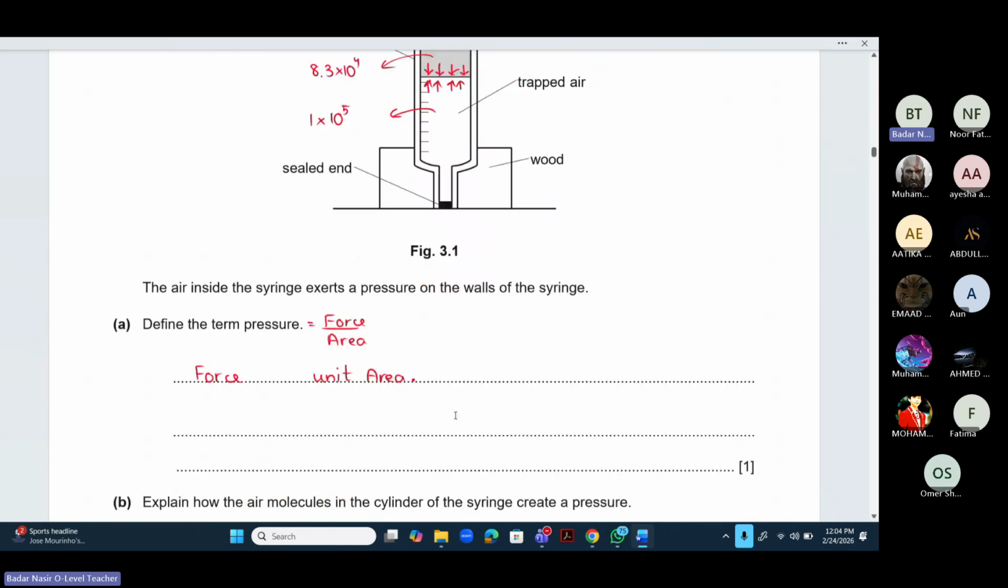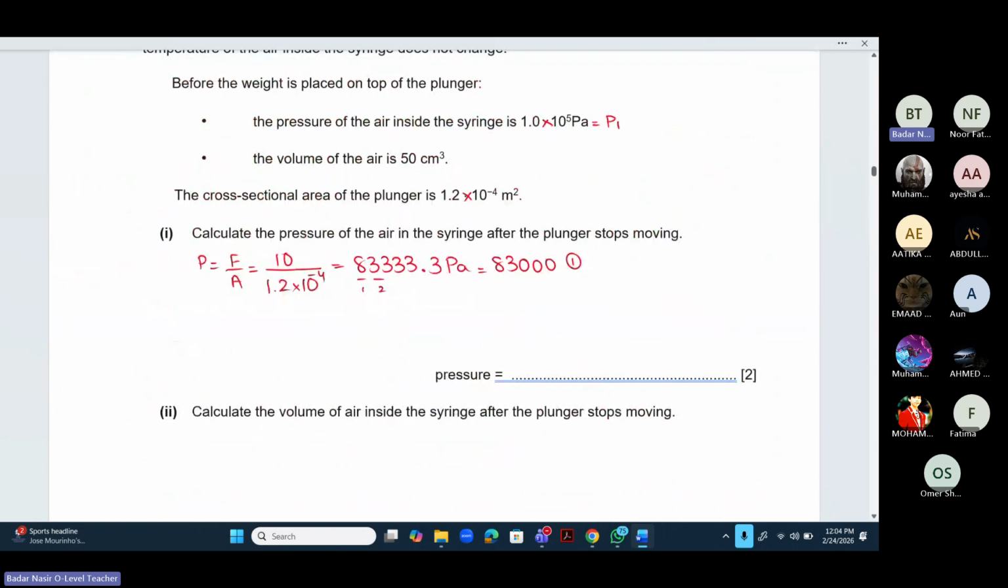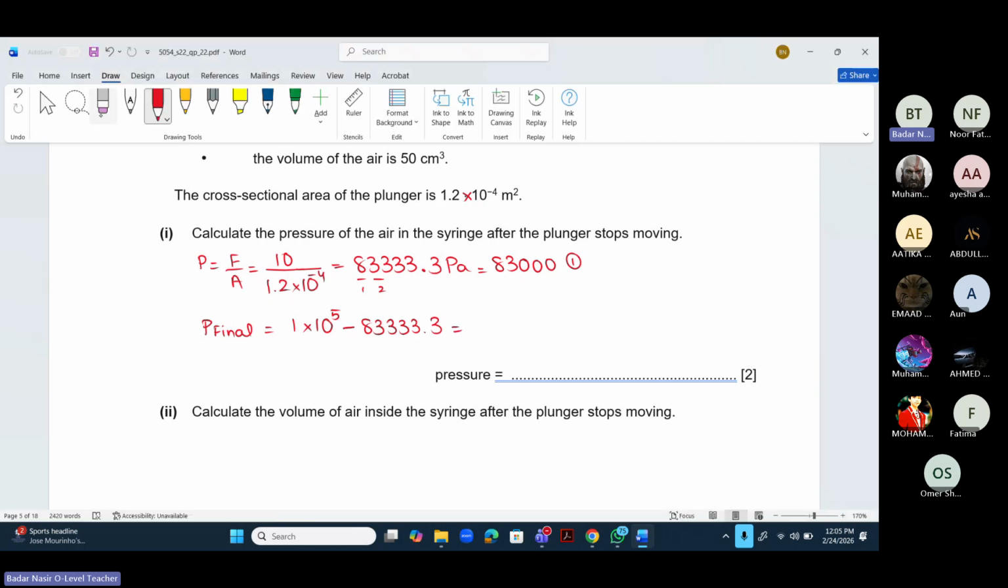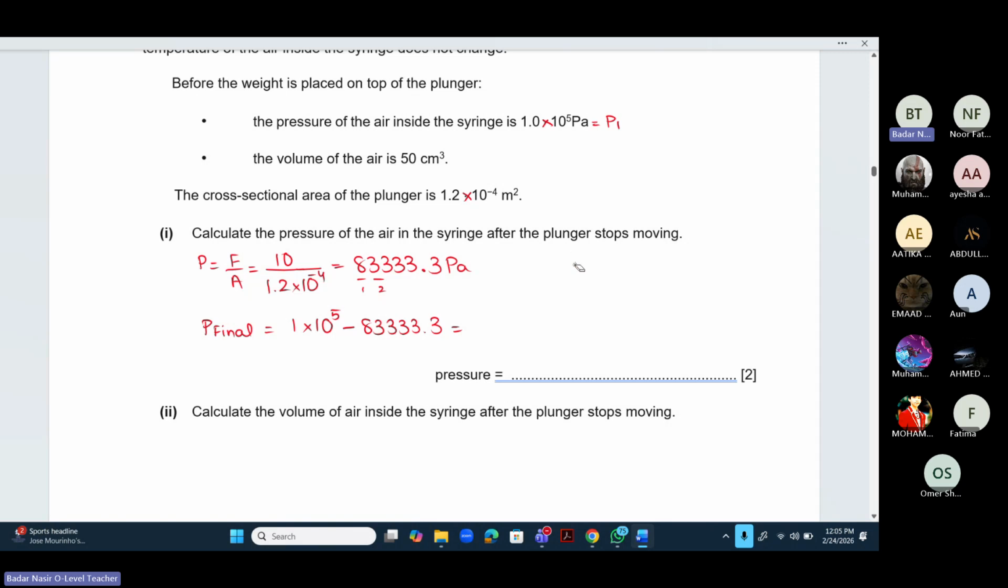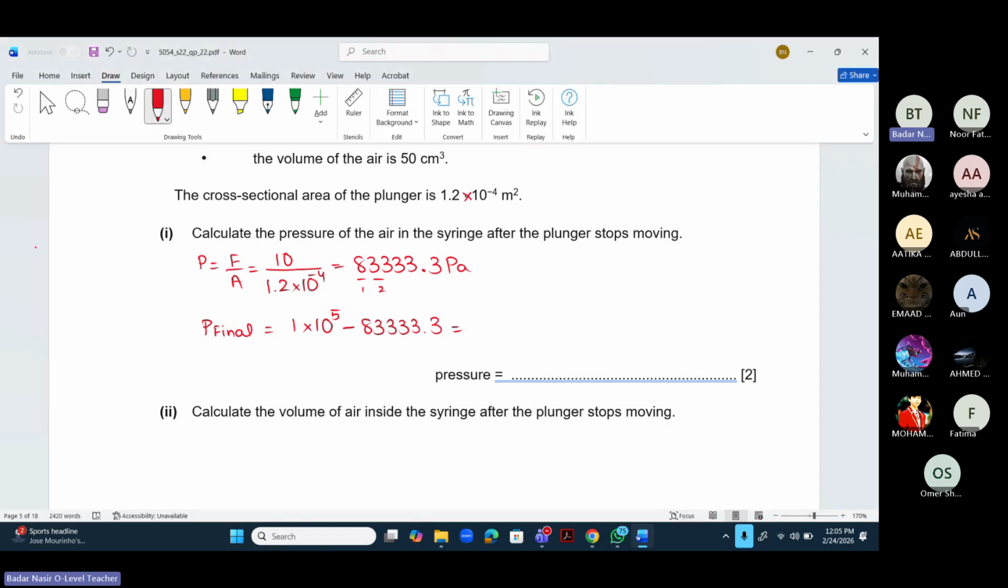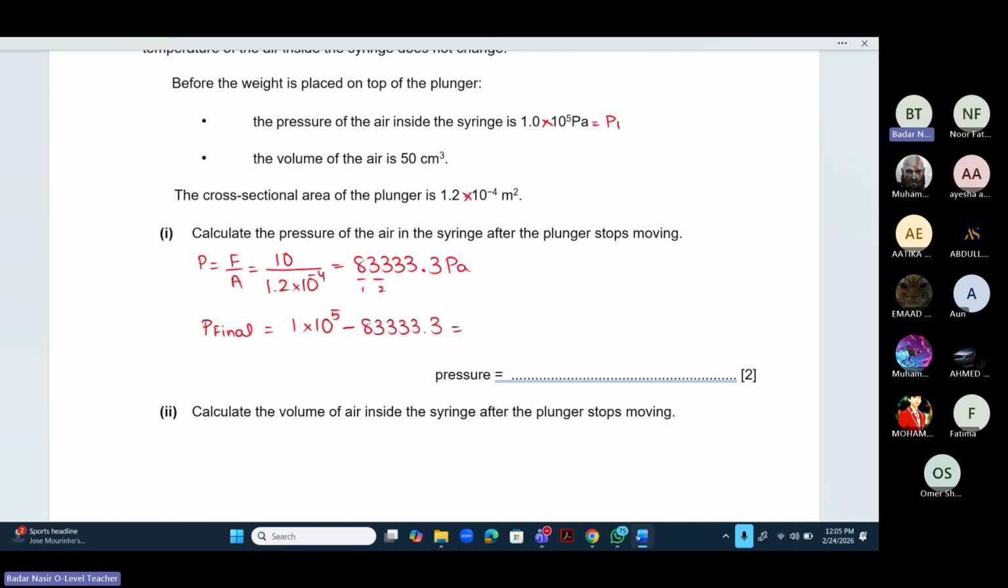So we will write, what is the final pressure? Final pressure would be 1 into 10 raised to the power of 5 minus 8.3 into 10 raised to the power of 4. So I subtract this from this. Since this is not the final answer, we don't need to round it off, okay? Once you subtract these two values, we get 1.7 and so on.